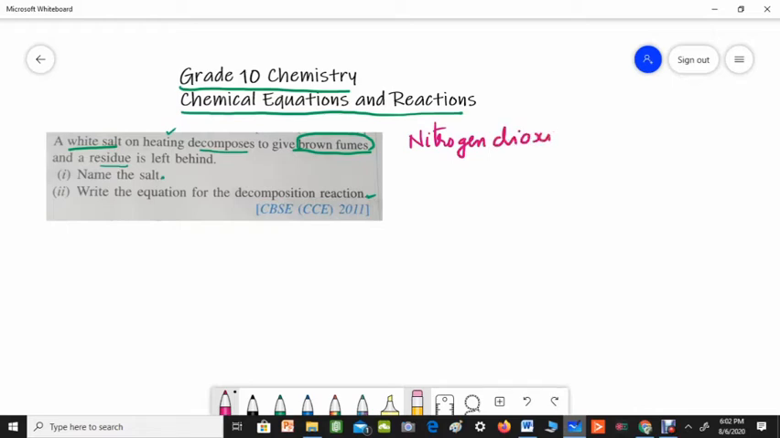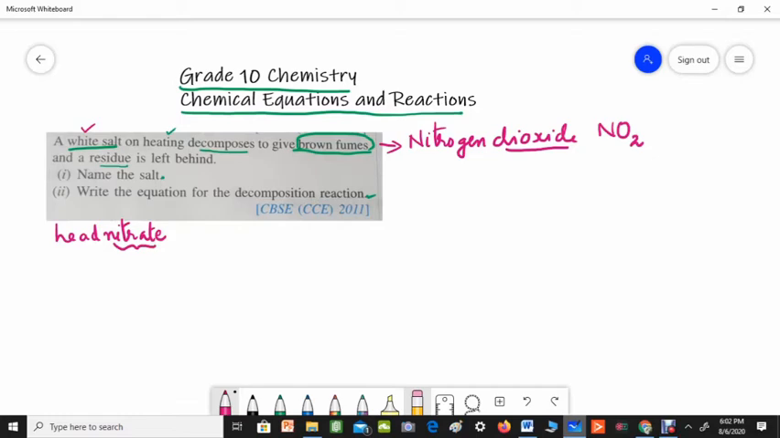What is the formula for nitrogen dioxide? Nitrogen is N and there are two oxygen atoms, that's why dioxide, so it is NO2. So the brown fumes obtained is nitrogen dioxide. Now, which compound on heating decomposes to give this brown fume? That is lead nitrate.